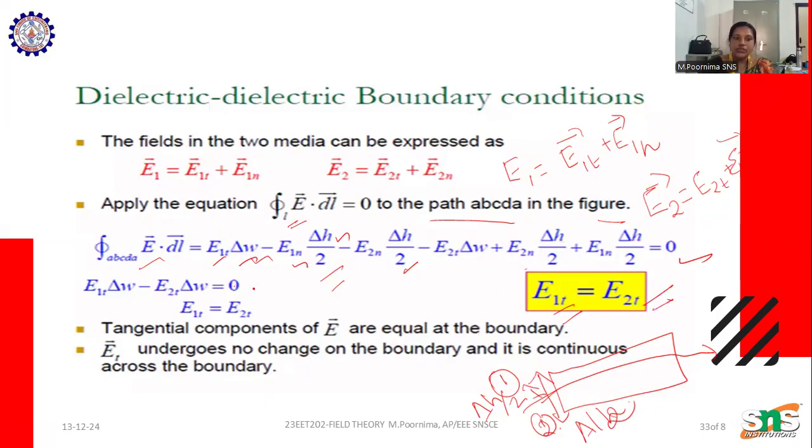So finally, the equation becomes this: the tangential components of the E vectors are equal at the boundary. So Et undergoes no change at the boundary and is continuous across the boundary. Et tangential is equal and undergoes no change. So it is considered continuous across the boundary.